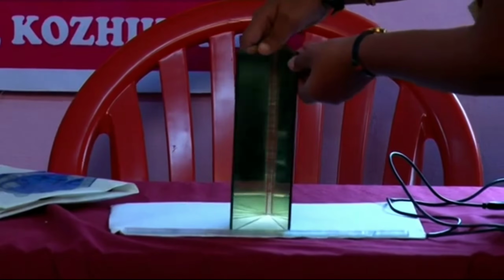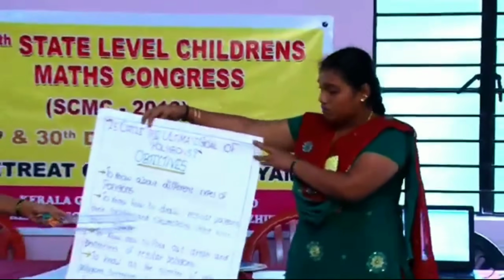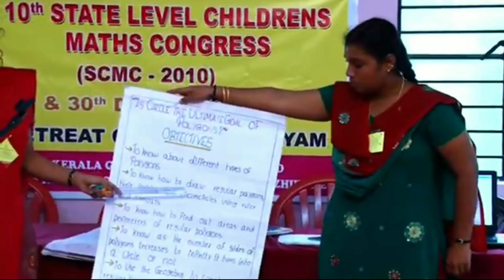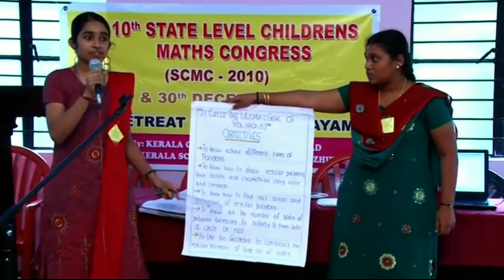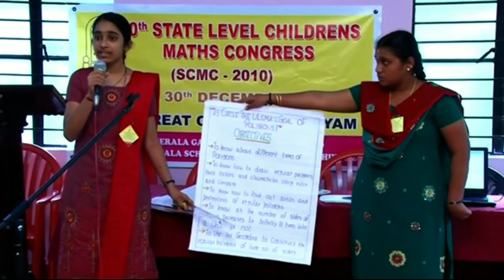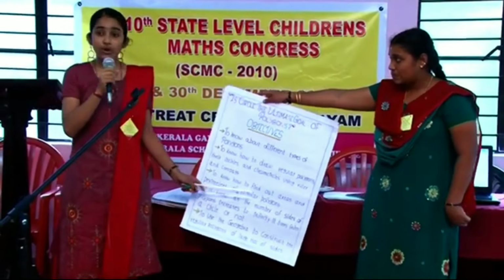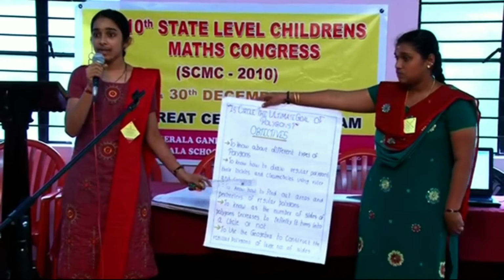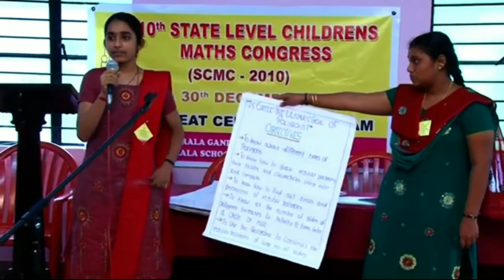The main objectives of our project are to know how to construct regular polygons, the incircle and circumcircle using ruler and compass; to know whether, as the number of sides of a polygon increases to infinity, it turns to a circle or not; to know how to calculate the areas and perimeters of the regular polygon, circumcircle and incircle; and to compare them.